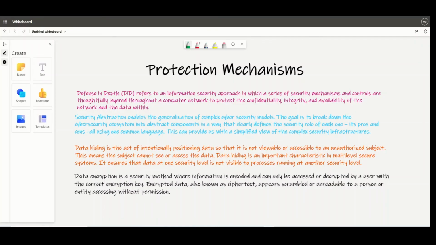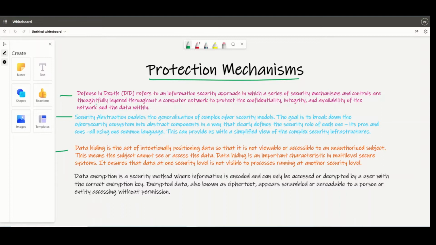In this session, we are going to discuss protection mechanisms. The idea of protection mechanisms, or protection control, is a component of understanding and executing security controls. They are not required for all security measures, but many of them provide protection through the usage of these techniques. Defense in depth, abstraction, data hiding, and encryption are the popular examples of these strategies.